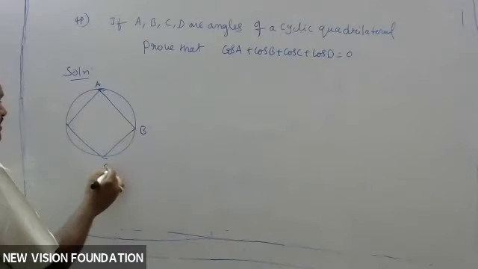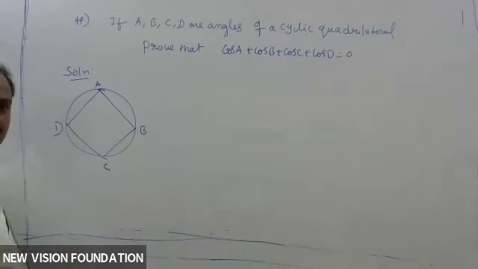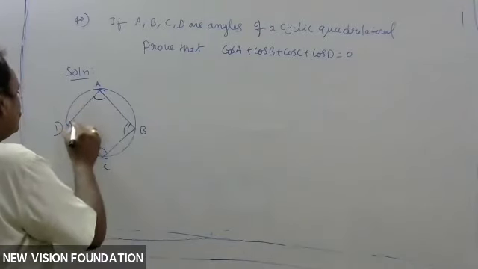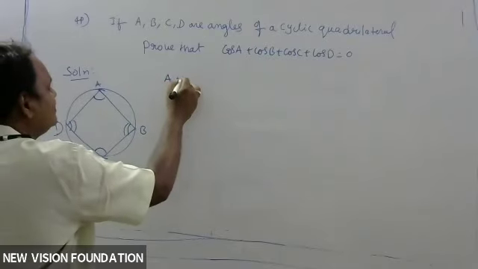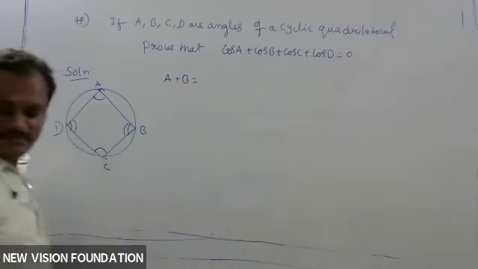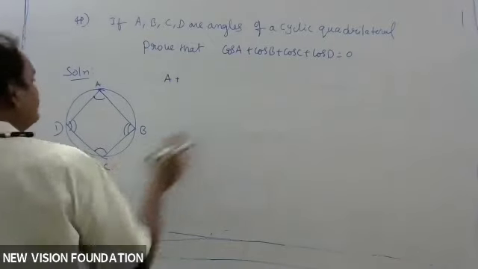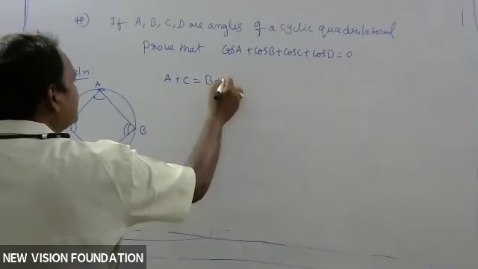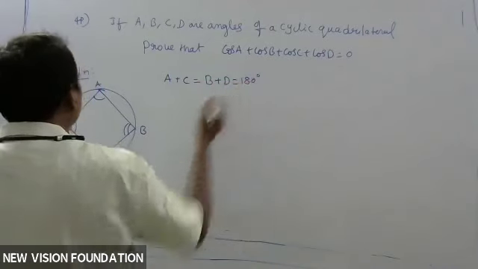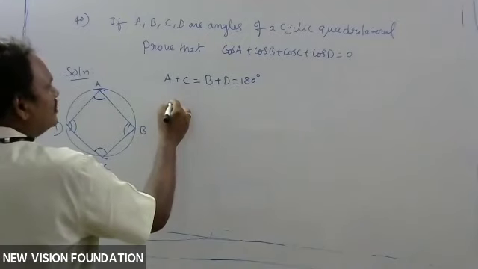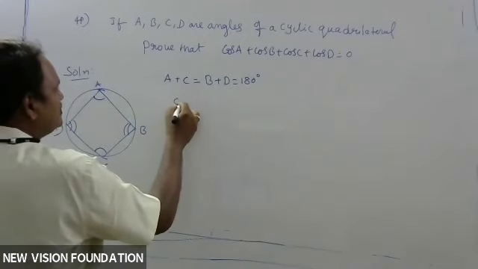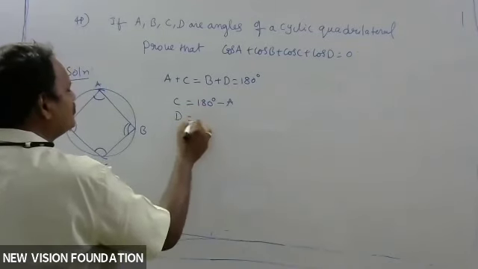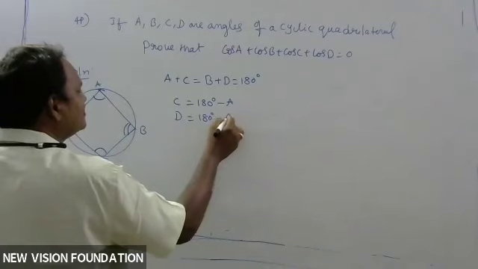That means A, B, C, D. This is a cyclic quadrilateral, and you know that the opposite angle sum will become 180 degrees. In a cyclic quadrilateral, A plus C, opposite angles, A plus C is equal to B plus D is equal to 180 degrees. Therefore, from this we can say that angle C is equal to 180 degrees minus A, and D is equal to 180 degrees minus B.